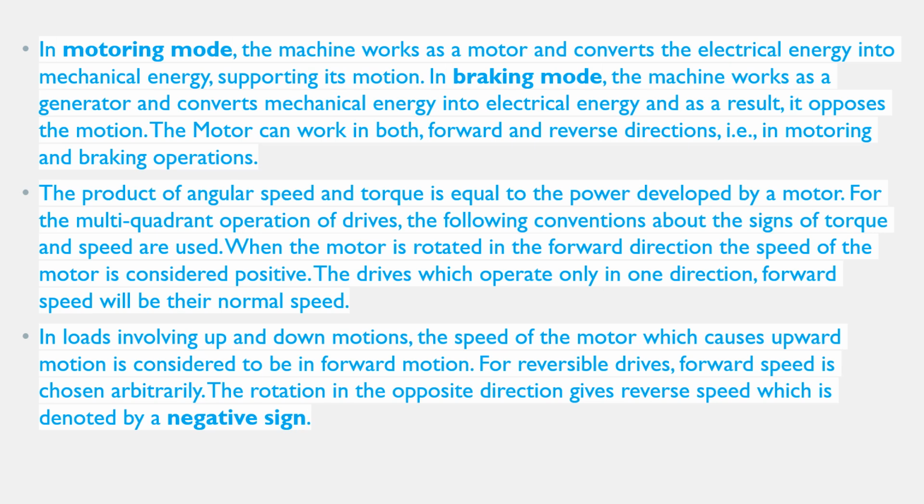So for reversible drives, forward speed is chosen arbitrarily. The rotation in the opposite direction gives reverse speed, which is denoted by the negative sign, and the forward direction is denoted by the positive sign.